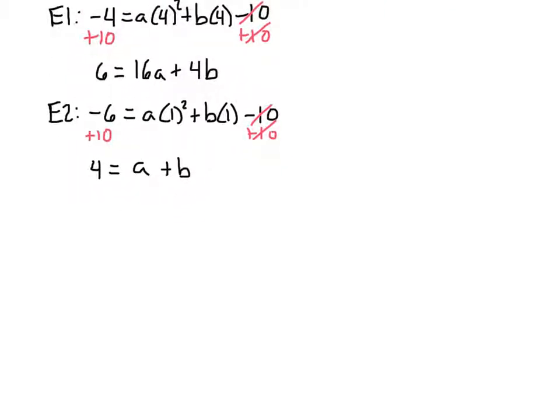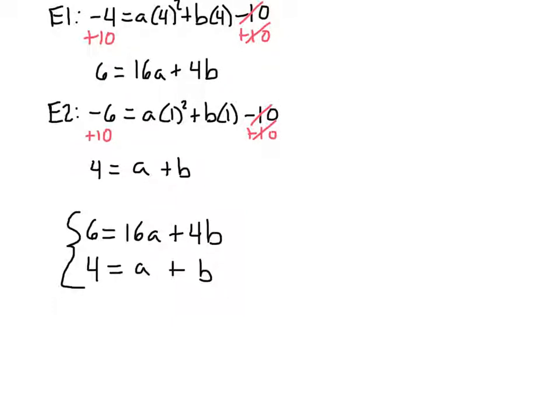Okay. So I have this. I now want to go through and write my system of equations. So I have 6 equals 16a plus 4b, and 4 equals a plus b. This is a situation where our system of equations is not yet set up to be eliminated, because the a's don't have one positive and one negative in the same number, and the b's don't either. So first we need to decide which variable we want to eliminate. I'm going to go ahead and pick b. I want to eliminate the b's.